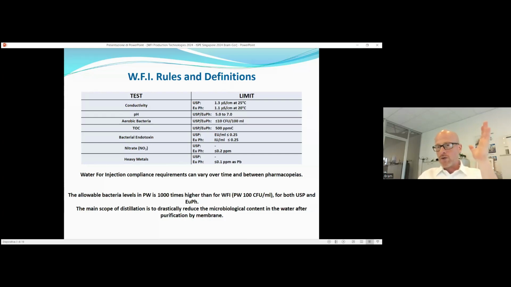The difference between PW and WFI in bacteria, because of the human body tolerance, is 1,000 times. So the content of bacteria allowed in the PW is 1,000 times higher than in the WFI, because our body is clearly more ready to accept them through the mucoses than internally in the blood.